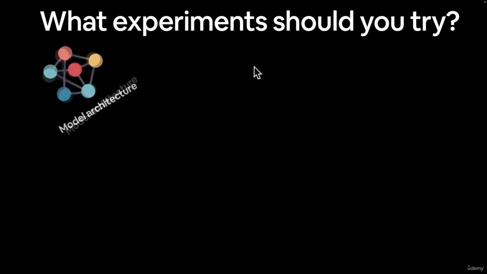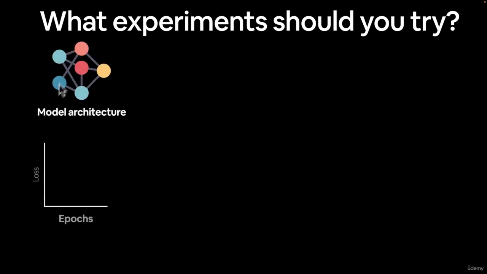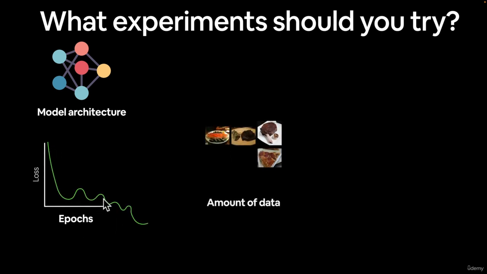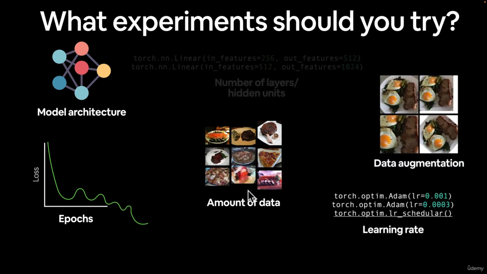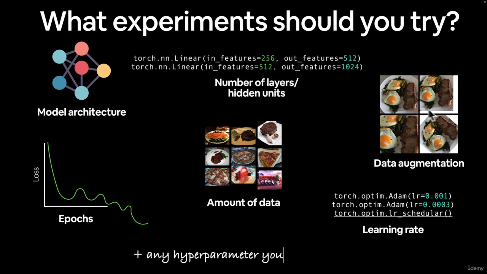Then, what experiments should you try? Just to reiterate, try to change the model architecture. Try to train for more epochs. You might find that if you cut off here, your loss value could have actually gone lower if you trained for longer. Increase the amount of data you're using. Add data augmentation if your model is overfitting. Try mixing up the learning rate. Right now, we've just been using a stock standard Adam learning rate of 0.001, but you might want to change that to something else, or even look into learning rate scheduling, which changes the learning rate over time.